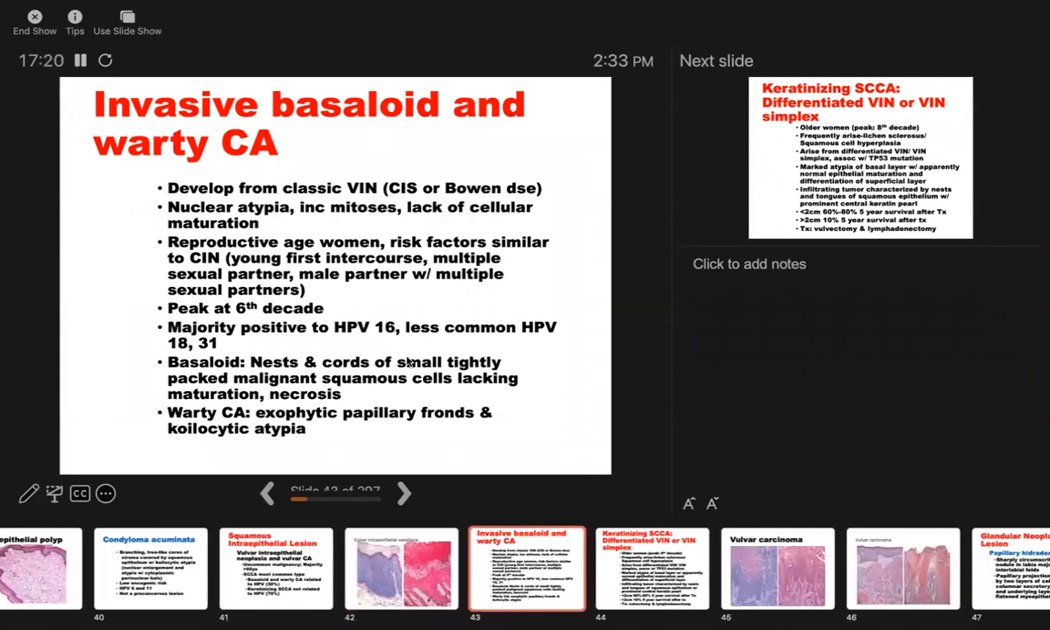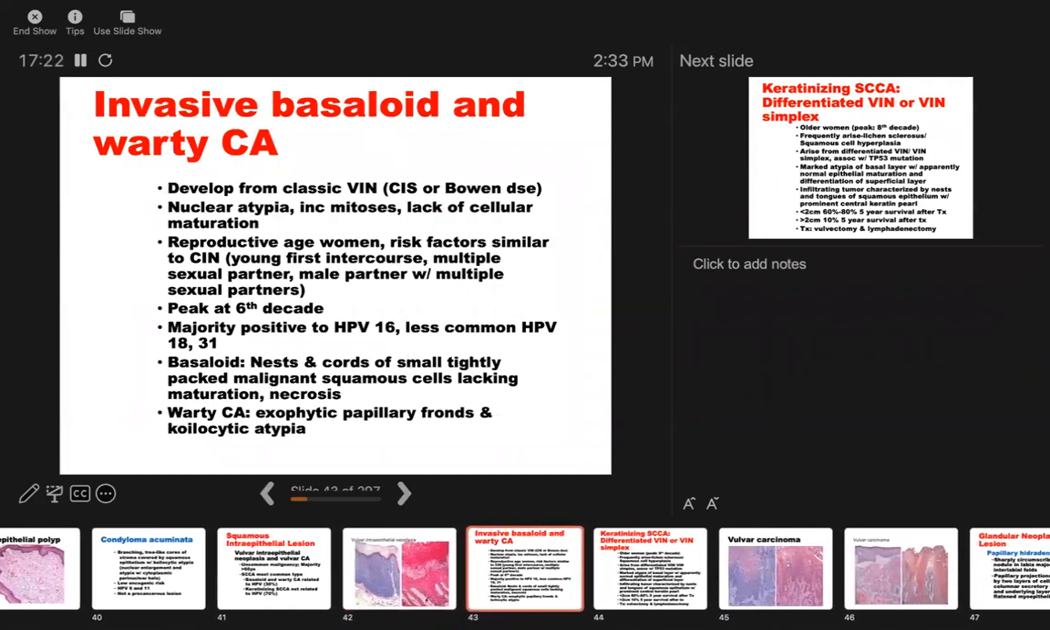Now, that being said, why are we concerned with VIN? VIN is otherwise known as carcinoma in situ or Bowen's disease. A while ago, I was telling you that 6 and 11 is common for condyloma acuminata. When we're talking of malignancy, take note that the most common is HPV 16. HPV 16 is the most common. 18 and 31 are other variants that are also implicated.